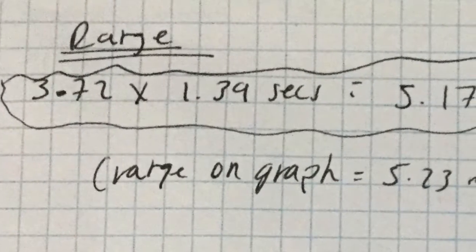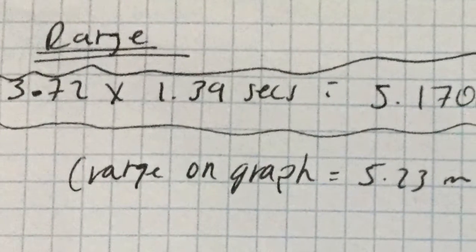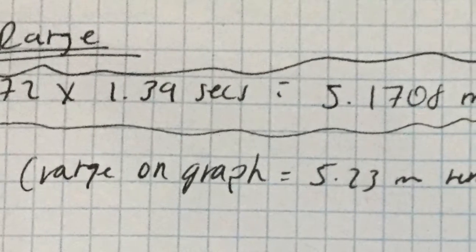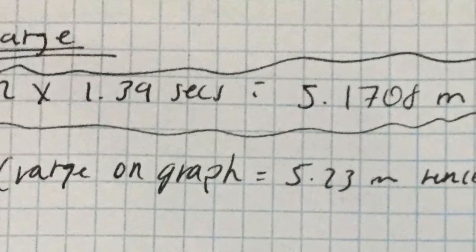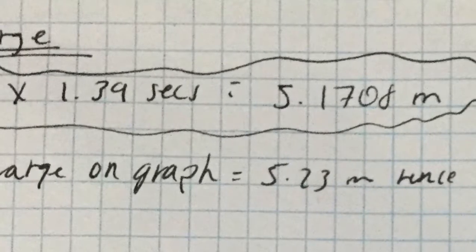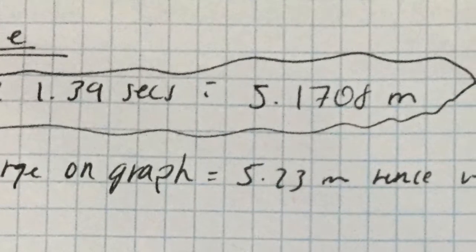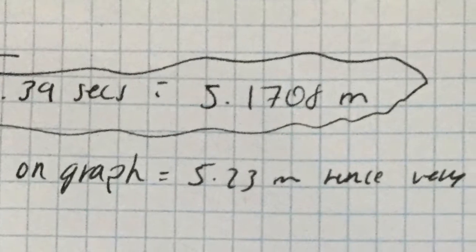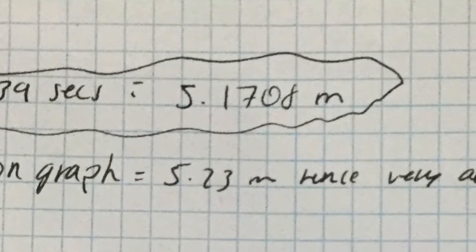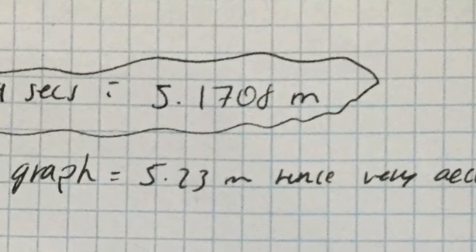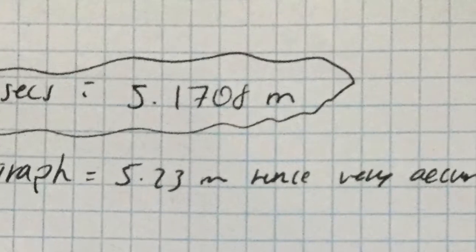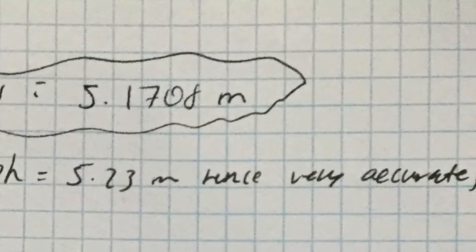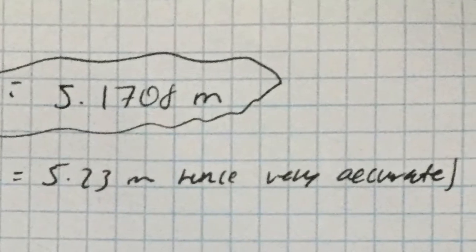Okay, so next I calculated the range. I just subbed in the numbers. I subbed in my initial 3.72, and I multiplied it by the time of flight, and this gave me the number of 5.1708 meters. And once again, my calculations did prevail, and it was very, very close to the range given on the graph, which was 5.23, which is less than 0.1 of a discrepancy.